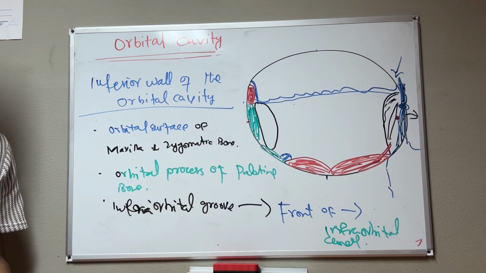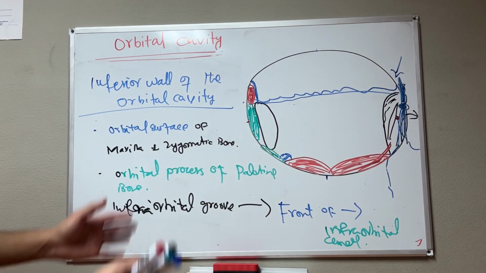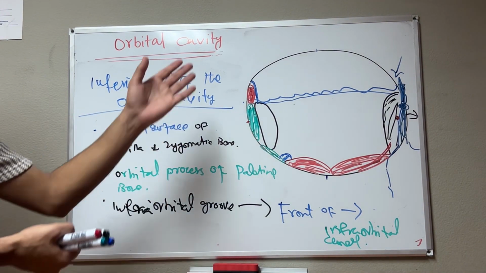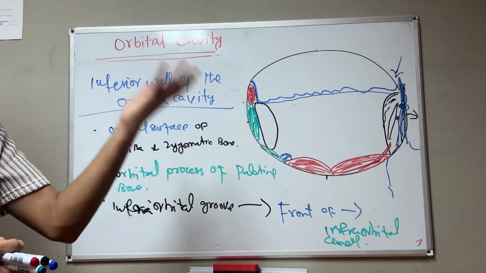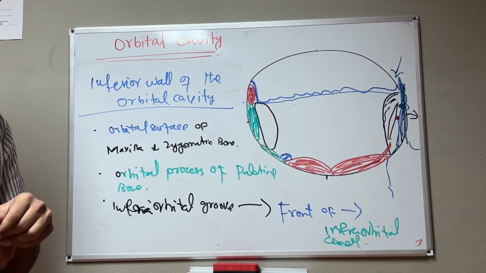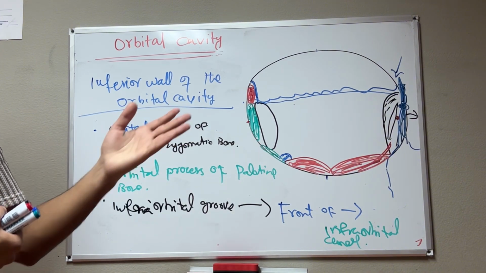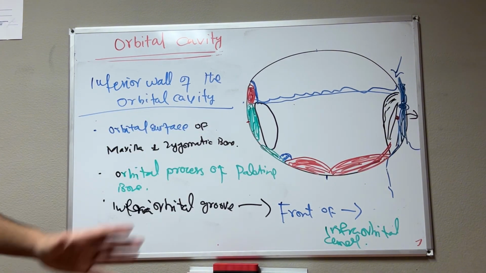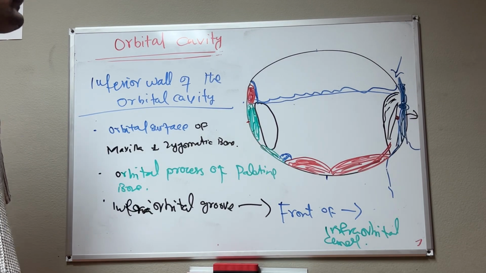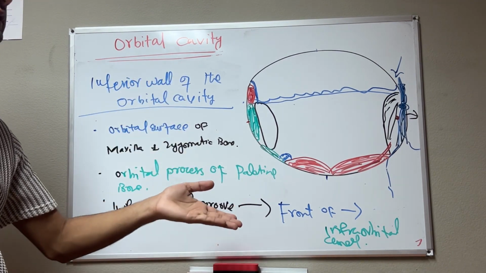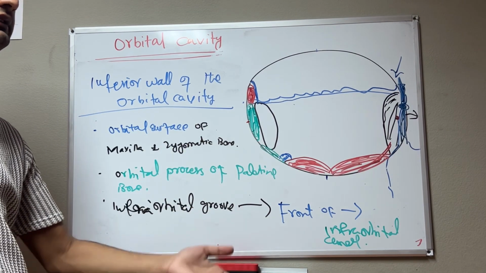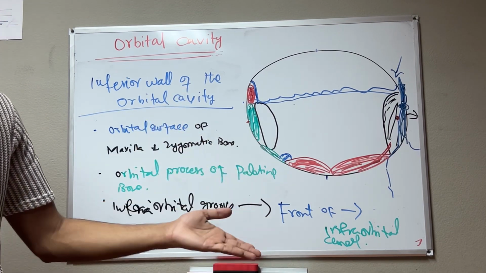Okay, these are the walls which we discussed in the orbital cavity. Like a short summary: in the orbital cavity we have the eyeball, which is located here in our orbital cavity. But we are discussing the bones and the cavity. We discussed which wall, which bone, which surface, and which part takes part in each wall.